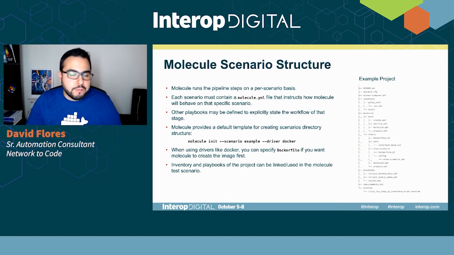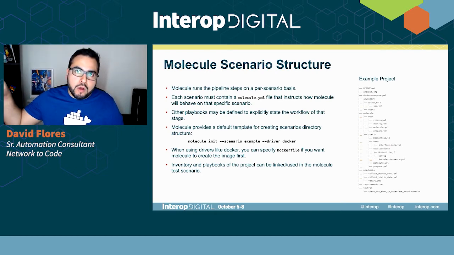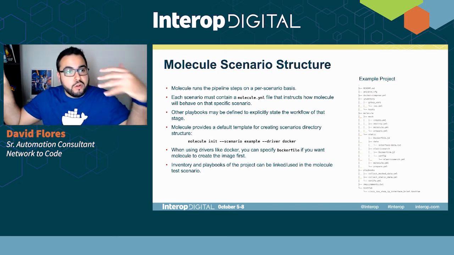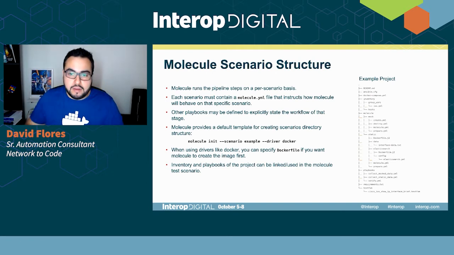Inventory and playbooks of the project can be linked and used in the Molecule tested scenario. This is especially useful if you have some variables that you want to use from your project itself, or merge with other variables that you have on your tested scenario.